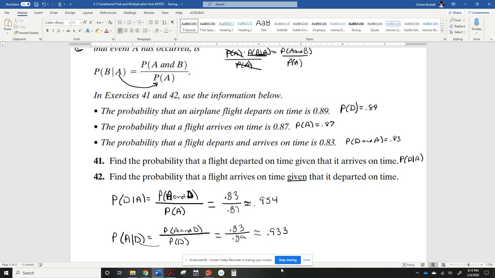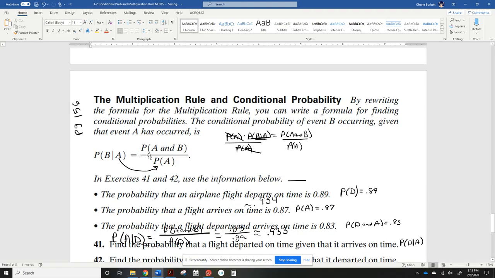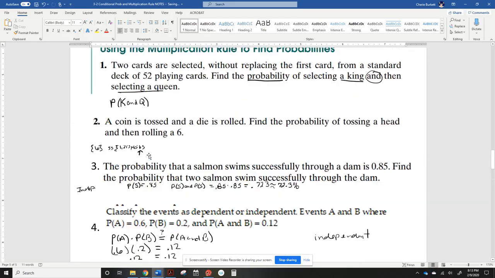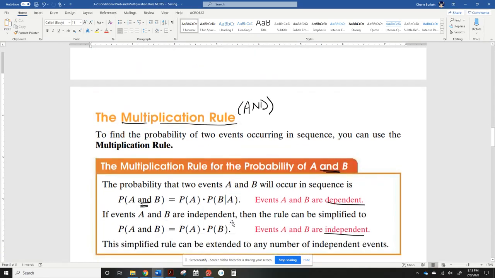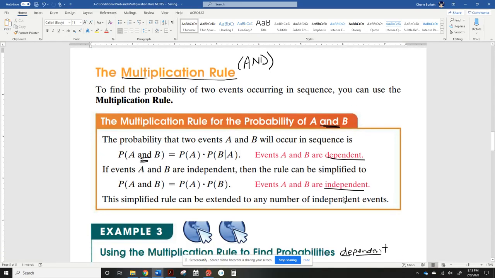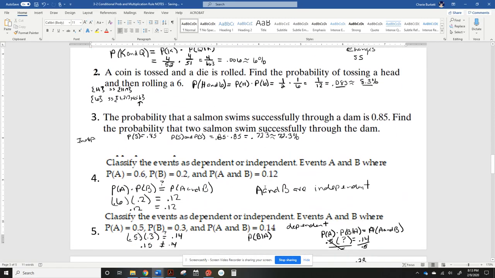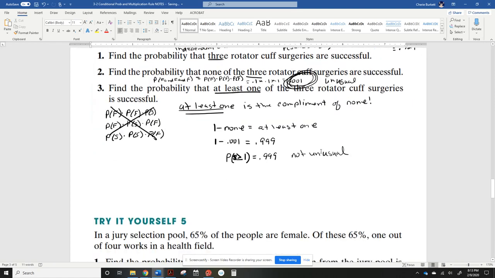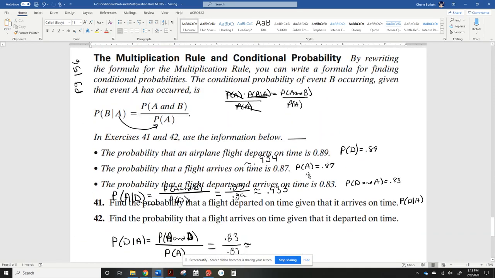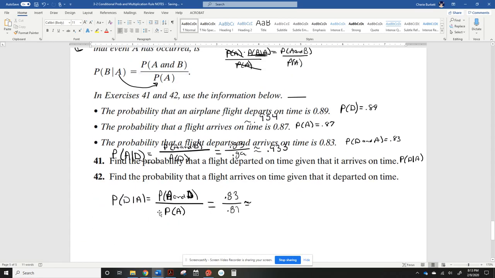0.933. So again, don't worry about having this formula memorized or these formulas memorized, because I'm going to give you the formulas on the test. What you have to be able to do is read the problem and make sure you understand what given information you've been given. You have to understand what information you're looking for, and be able to just apply the formula. Okay.